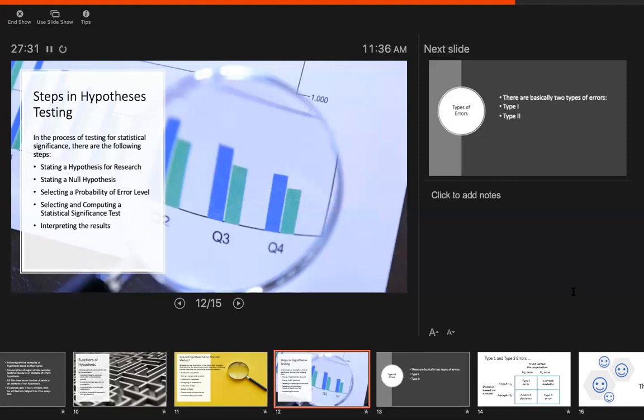And I select a probability error level, which means it may hold good for 95% of the population. I say 95% significance level or confidence interval. Like for example, 5% significance level and 95% confidence level. I say 95% of the time the null hypothesis holds good, like oil intake does not impact the weight gain of a person. So I'm going to say it is going to hold good here for 95% of the time. Anything lesser than that, I'm going to reject the null hypothesis.